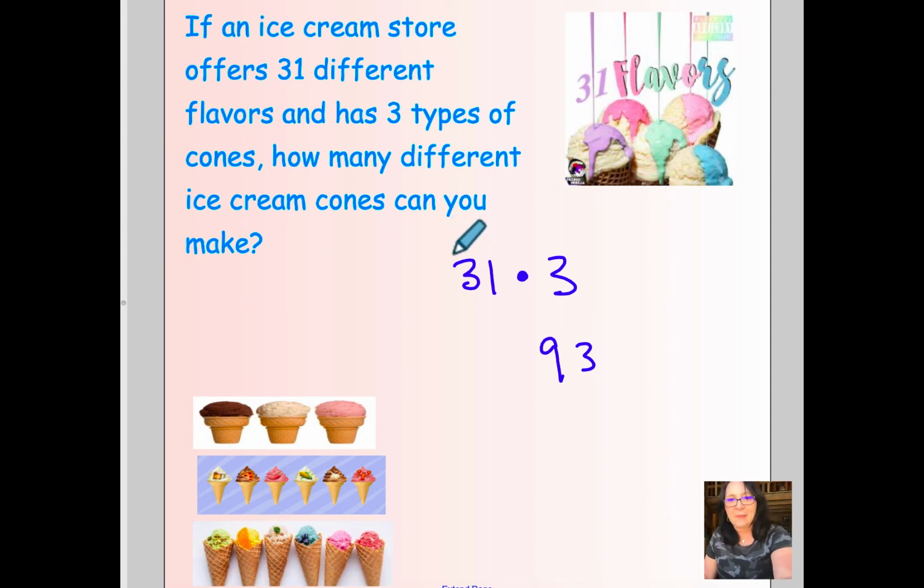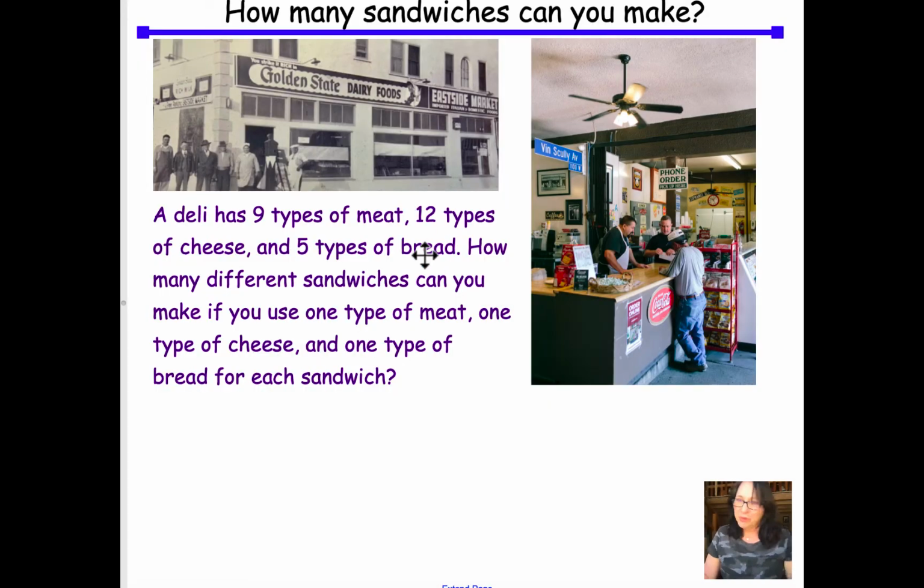Okay. The fundamental counting principle is pretty basic. We've got how many sandwiches can you make? This is one of my favorite places to go for sandwiches. It's in Los Angeles. It's called Eastside Market. And as you can see, this has been out for a very, very long time. A deli, we're going to call this the Eastside Market Deli, has 9 types of meat, 12 types of cheese, 5 types of bread. How many different sandwiches can you make if you just choose 1 type of meat, 1 type of cheese, and then 1 type of bread?